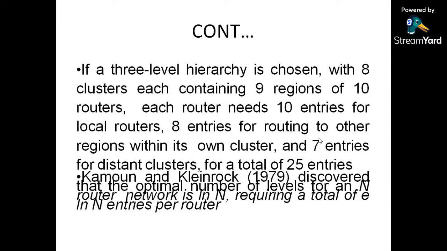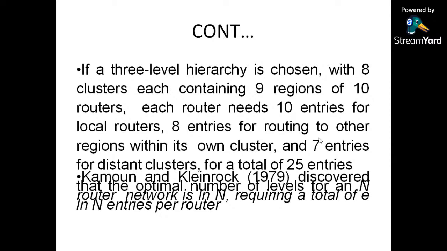So if a three-level hierarchy is selected with 8 clusters, each containing 9 regions of 10 routers, each router needs 10 entries for local routers, 8 entries for routing to other regions within its own cluster, and entries for distant clusters, for a total of 25 entries.